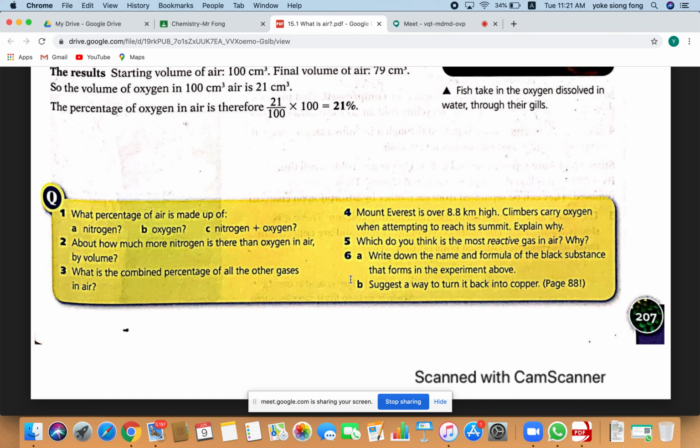So the answer for number 6B: pass hydrogen over the hot copper 2 oxide. Or you can say heat copper 2 oxide with carbon. There's another method: heat copper 2 oxide with carbon also works, or any more reactive metal also works. But to make it simple, just say pass hydrogen over the hot copper 2 oxide. That's the answer, because according to page 88, they use hydrogen.